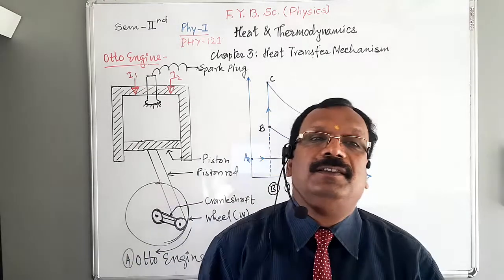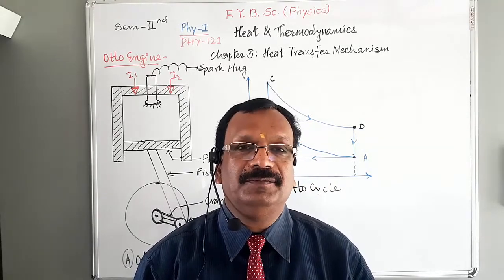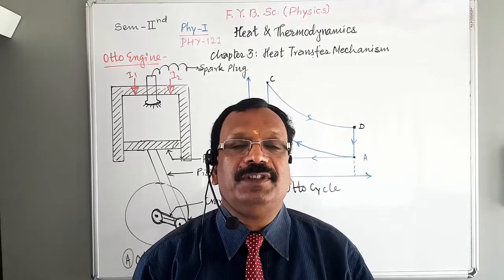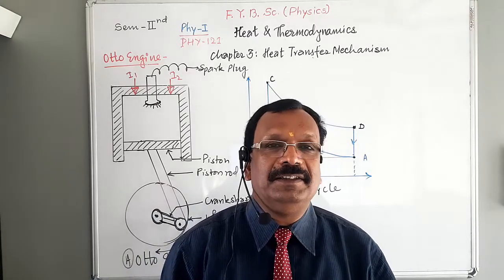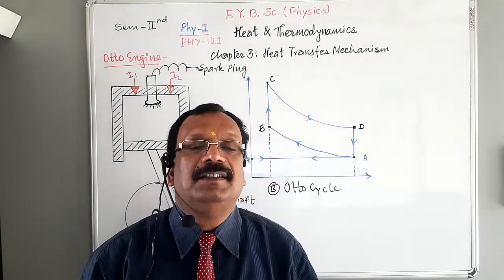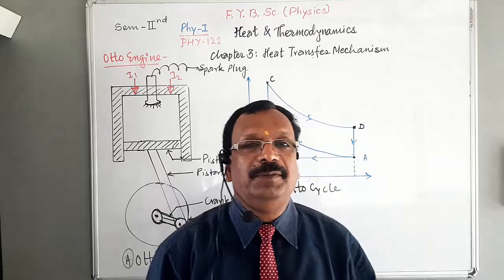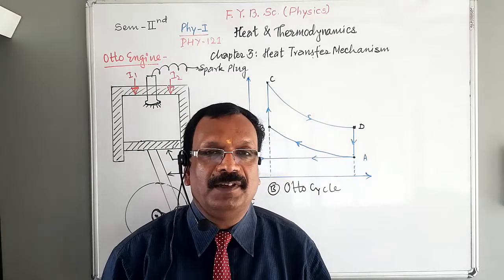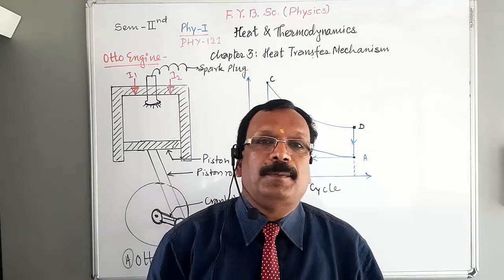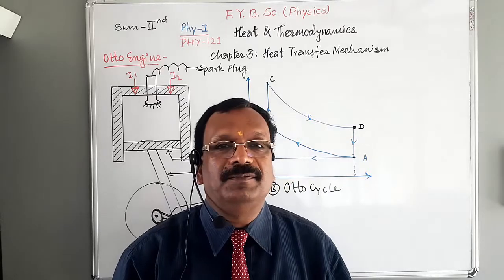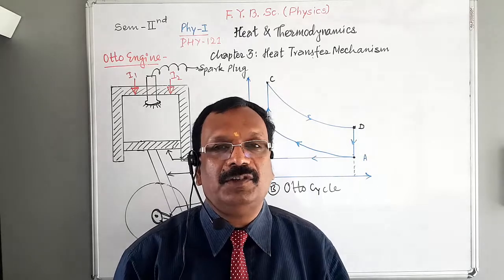In the previous lecture we studied the efficiency of the Carnot heat engine. Then we also studied types of practical heat engine, that is external combustion engine and internal combustion engine, and the difference between external and internal combustion engine. We also studied one of the internal combustion type engines, that is the Otto engine, which is the first practical heat engine invented by Nicholas Otto in 1824.